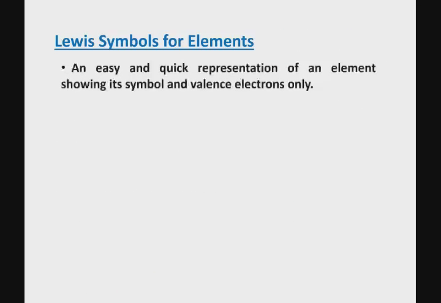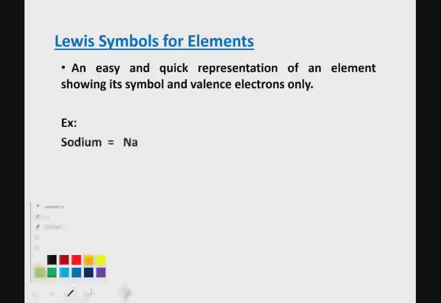In order to make the representations of these elements very convenient, we will use something called a Lewis symbol for elements. It is a very quick representation which shows the elemental symbol for the element, such as sodium, which is represented, of course, as Na, uppercase N, lowercase a, with its valence electrons represented as dots around it. Now, for the element sodium, what is the valence shell? Number 3, because sodium is in the third period.